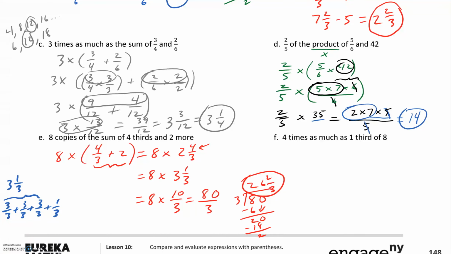All right, everyone. So this is the second part of lesson 10 problem set for module 4. So let's set this up: 4 times as much as 1/3 of 8. So here's 1/3 of 8 right here. And they want to multiply all that by 4.